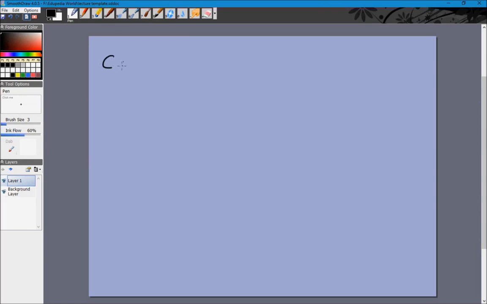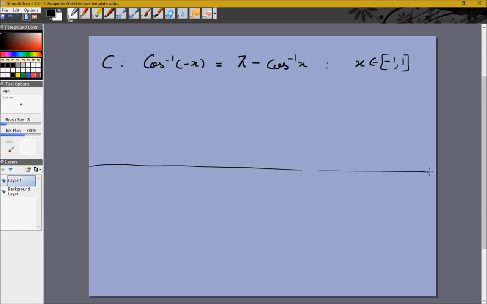The next category is obviously for the other 3, but this is where things get a little tricky. So cos inverse of minus x, you might think it's minus cos inverse x, but it's not actually. It's pi minus cos inverse of x. So let's just do this first. In this, x is between minus 1 to 1. Let's try to prove this, then I'll write the other 2 similar equations.